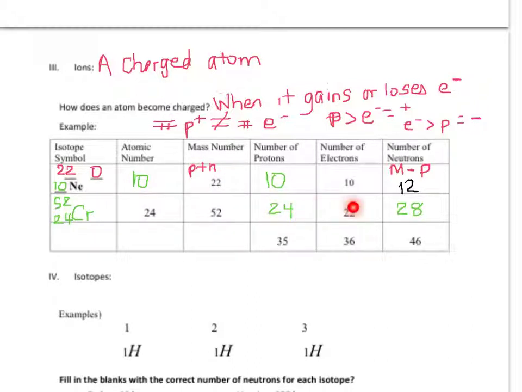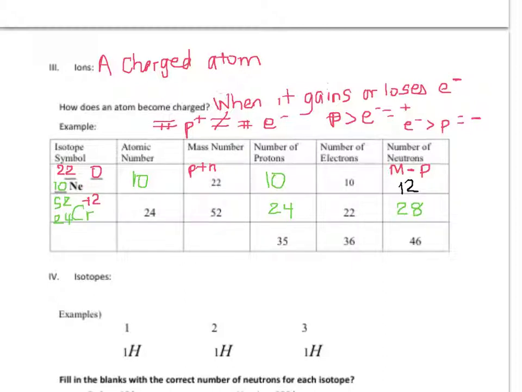24 protons, 22 electrons, so they're not equal. And if you look up here, we have more protons than electrons. When we have more protons than electrons, the overall charge is positive. So we know we're going to have a positive charge. But we have 2 more protons than electrons. We have 24 protons and 22 electrons. So that gives us a charge of plus 2.